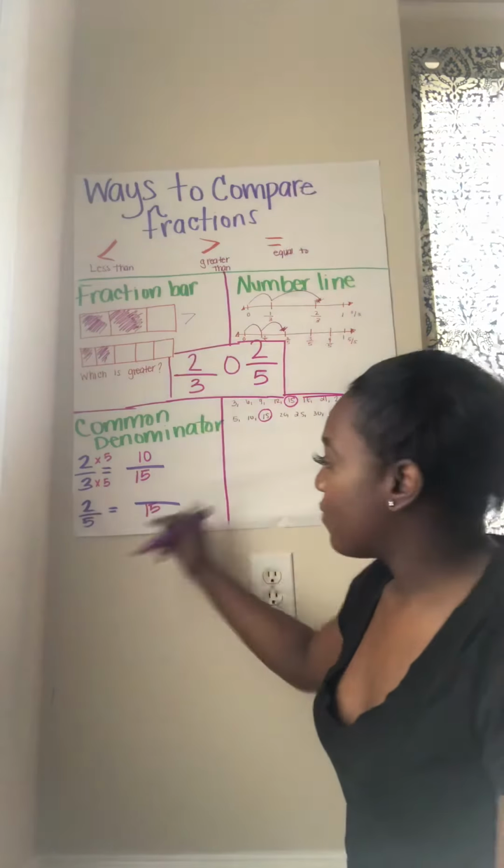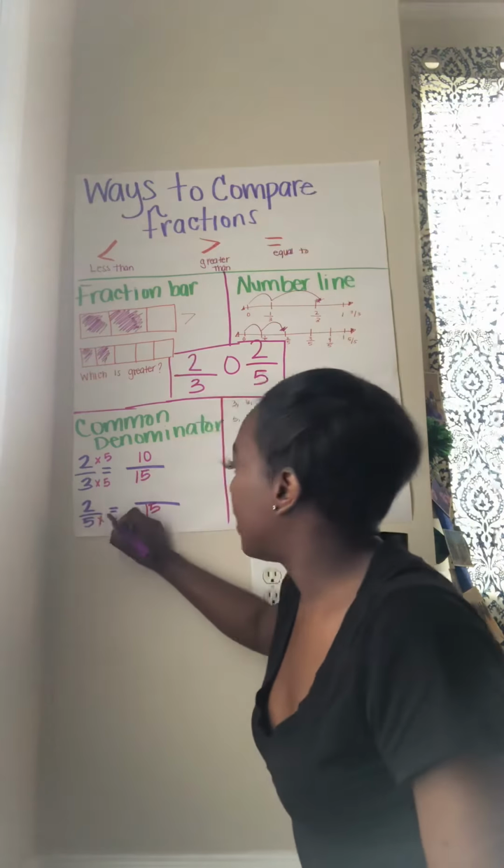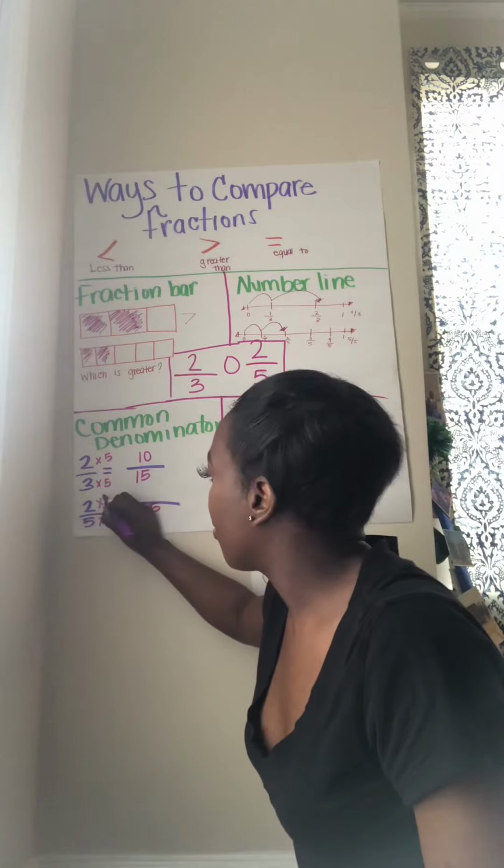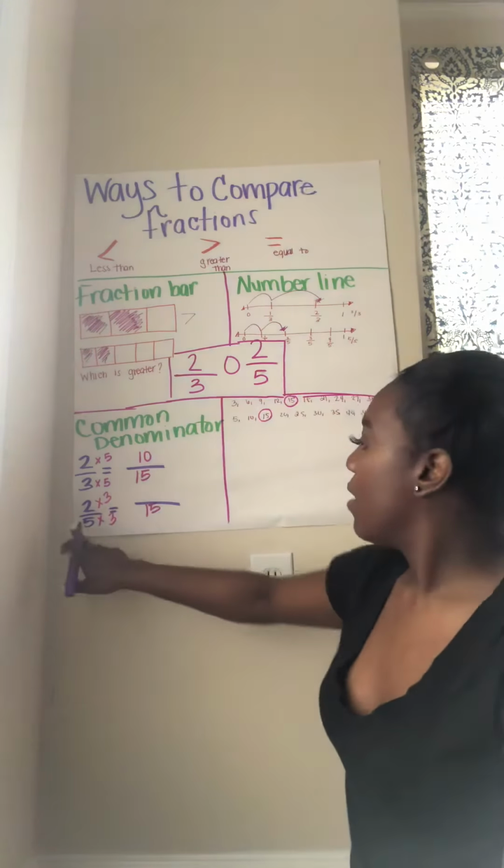All right, same for here. In order to get from a 5 to a 15, I have to multiply by 3. So I'm doing the same thing. 5 times 3 is 15. 2 times 3 is 6. Now, I can compare these two and say, oh, I know that 10/15ths is bigger than 6/15ths because obviously 10 has more pieces out of the 15.